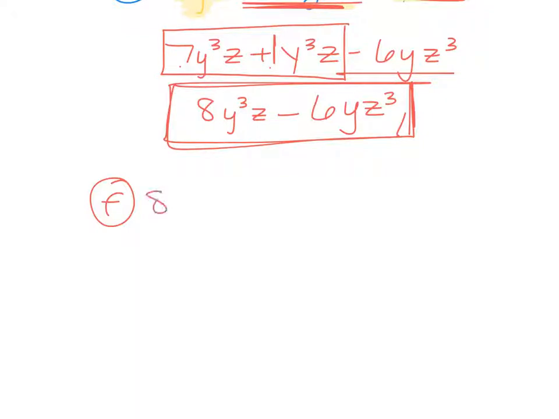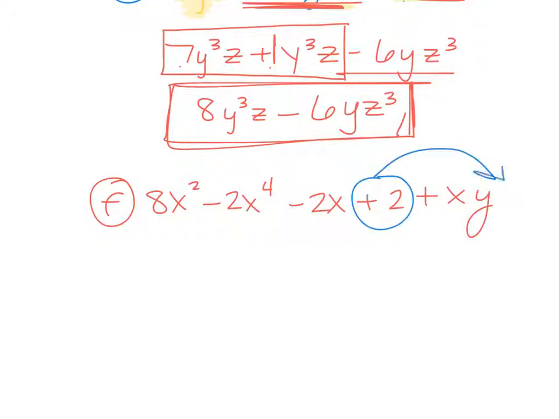What if I give you 8x squared minus 2x to the fourth minus 2x plus 2 plus xy? Okay, do you have any like terms? 8x. Wait, no. There are no like terms here. Okay, but here's the deal. There is a better way to write this because we always put the constant at the end, and then we always put the exponents in descending order. So the biggest exponent going down to the smallest exponent, okay?